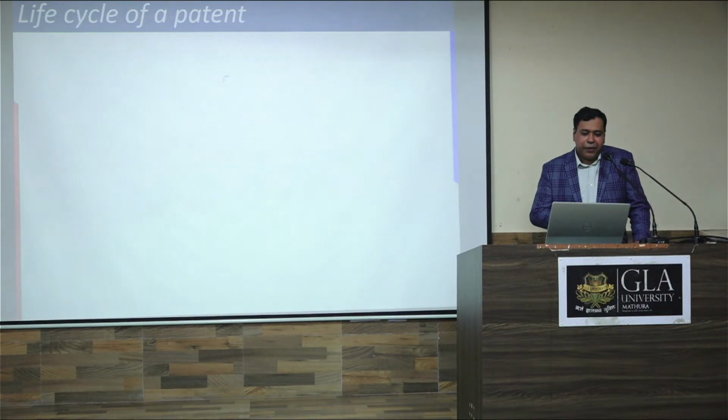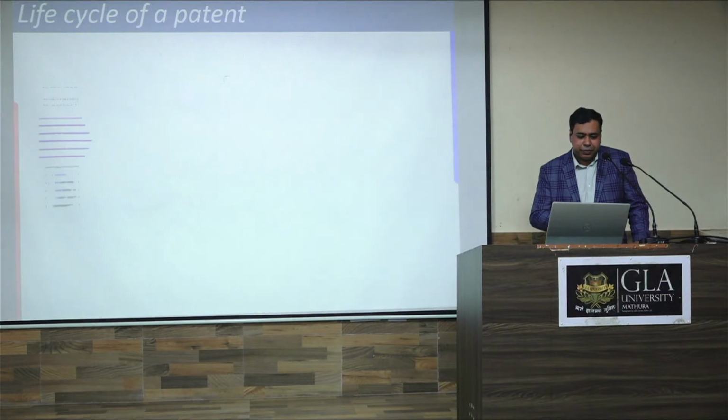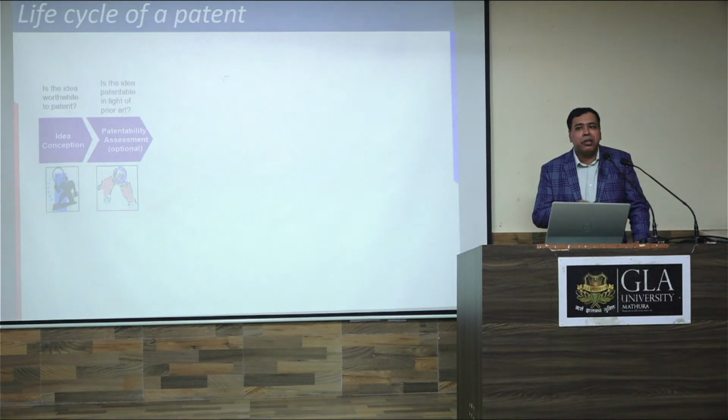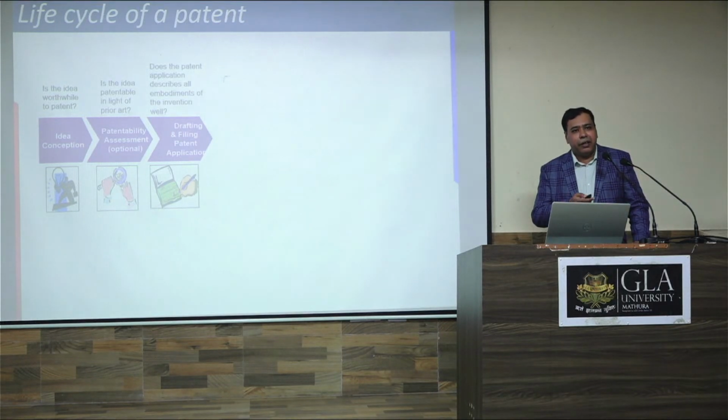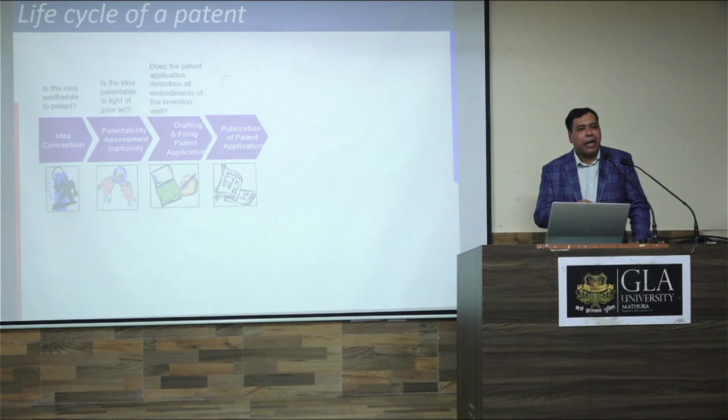Okay, just to take you through the life cycle of a patent. Obviously, you create an idea. Second, you do a novelty check, an assessment of whether your invention is novel or not. Once you've done the novelty checks, you create the patent application. Once your application is created, you file it in a particular jurisdiction.